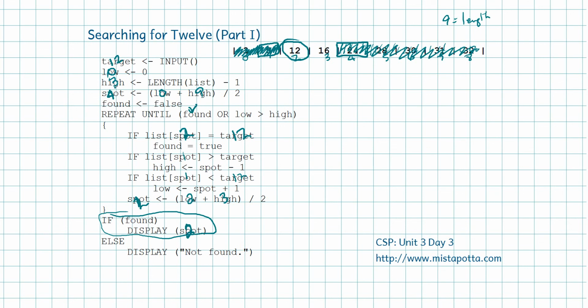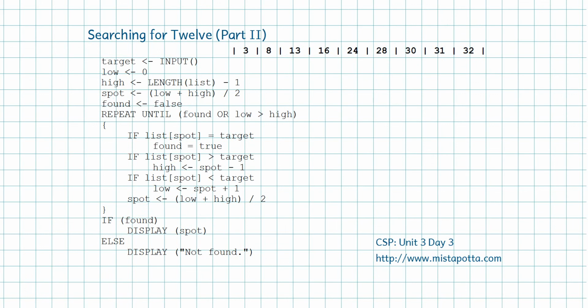So let's talk about what happens when 12 doesn't show up in the data. So here's our bad situation. We're talking about 12. There's still box 0 as our low end, box 9 as our high end. 0 plus 9 is 4.5, so that's still box 4. I'm going to start looking here.